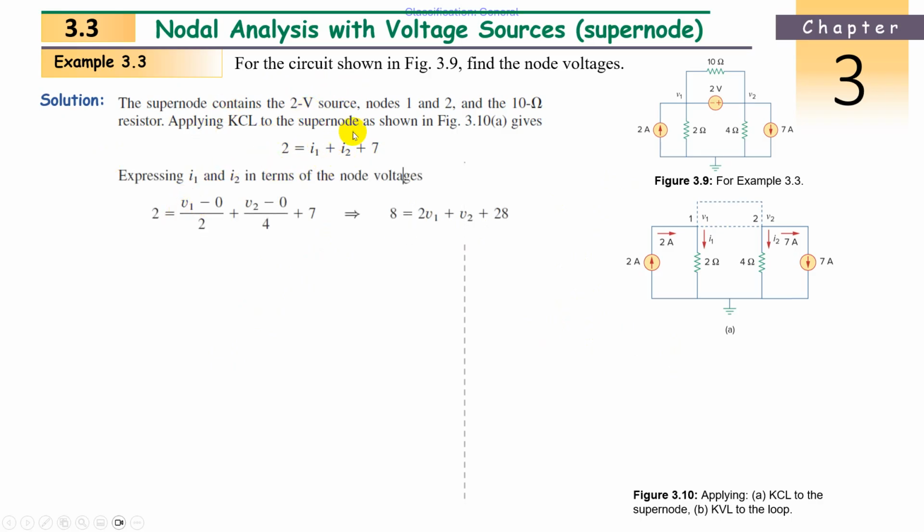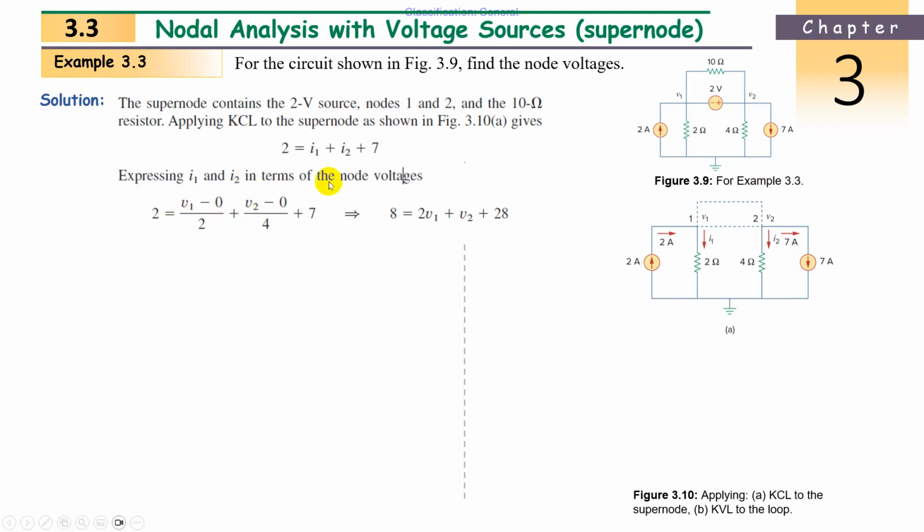What is I1? I1 is nothing but, this is the current, I1 means V1 minus reference node 0, V1 minus 0 divided by 2. Now what is I2? I2 is nothing but V2 minus reference node 0, V2 minus 0 divided by 4.